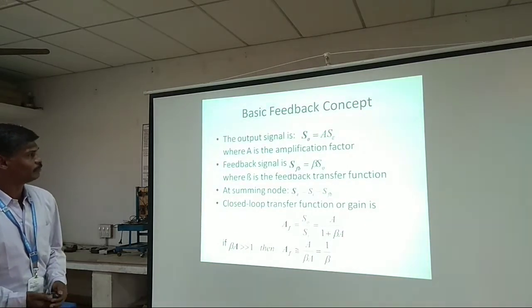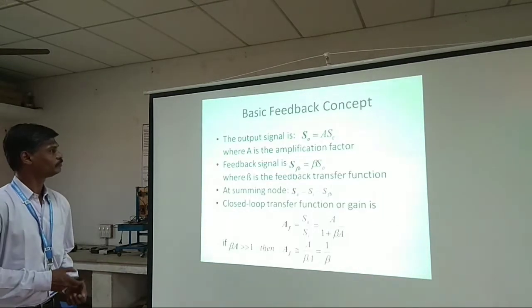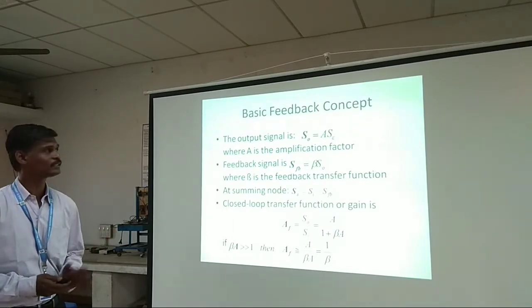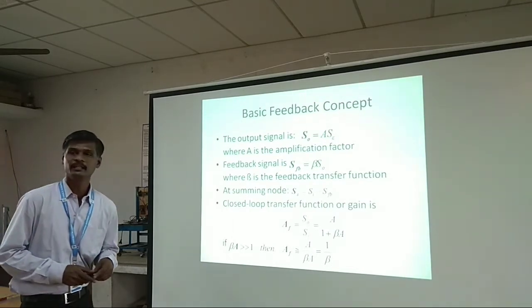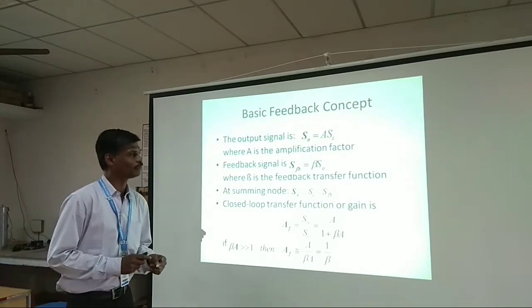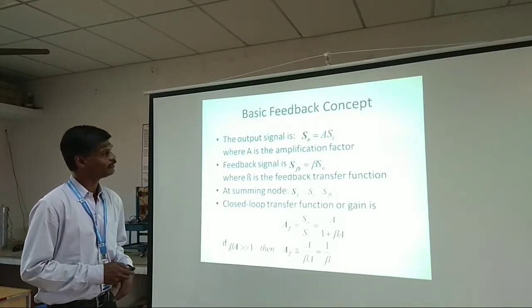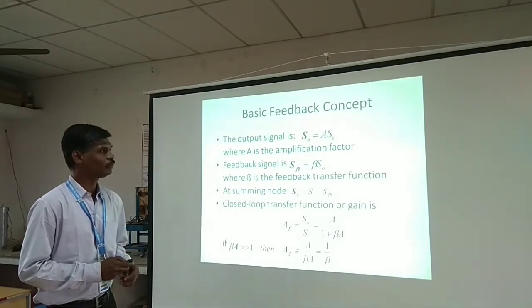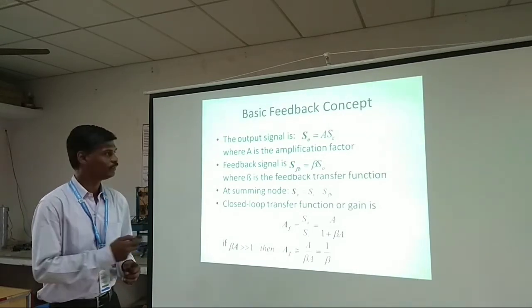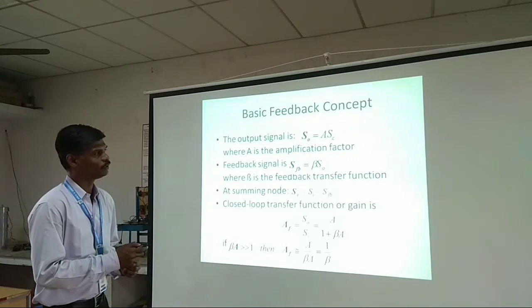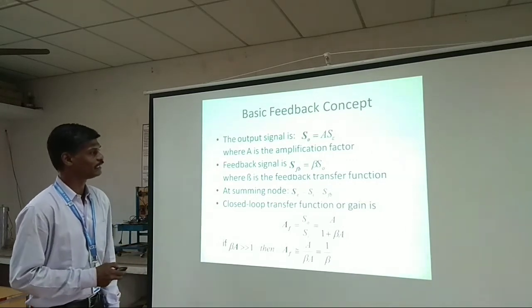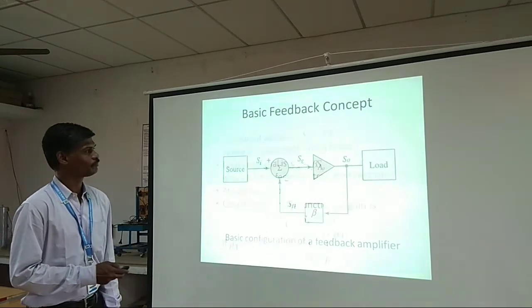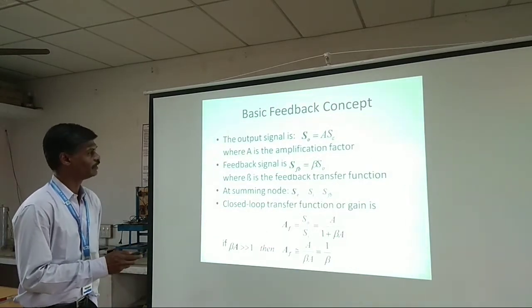The basic concept is that the output signal S0 is equal to A into SE, because here SE is nothing but the input and S0 is nothing but the output, and A denotes the gain of the amplifier. So the gain is equal to output divided by input, which gives the output equal to gain into the input signal SE, because SE is the input which we have given to the amplifier, and where A is the amplification factor.